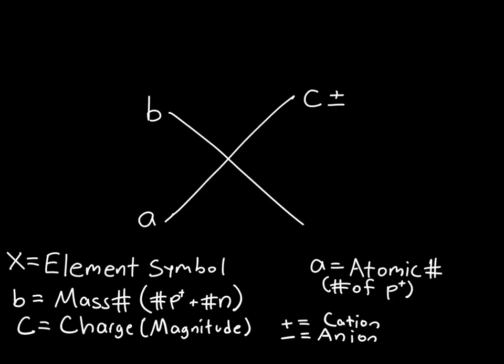The next number I would like to discuss is the mass number, which is shown as B. It is shown in the upper left-hand area of the element symbol. The mass number is the number of protons plus the number of neutrons in the specific atom. When the mass number varies, you have different isotopes.